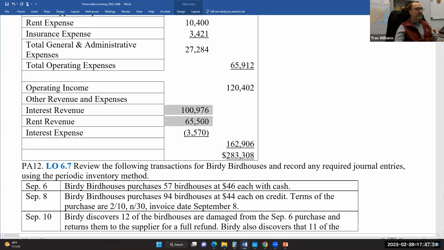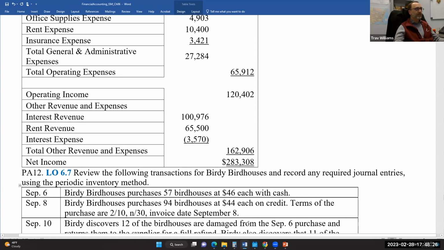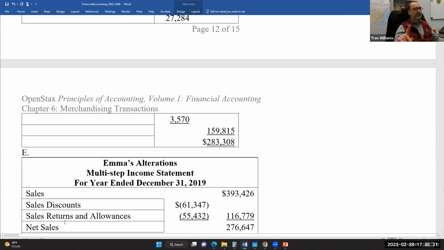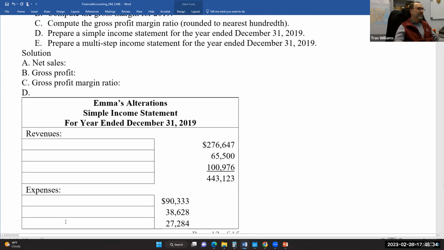Okay, so we add together our two types of revenue here, subtract the expense, we get a total. So that is total other revenue and expenses. We subtract that total other revenue and expenses from our operating income, and we get our net income. Okay. There we go. So now we've done part E of problem 11. I still think we'll finish early, though not that early.